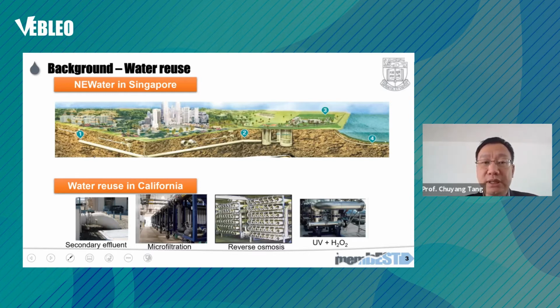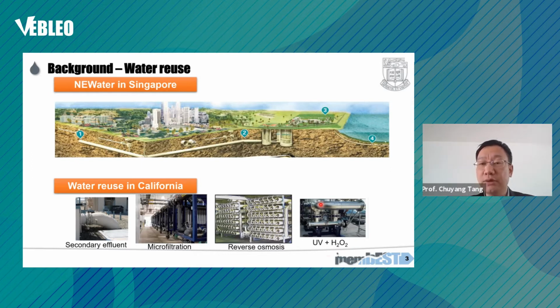So for example, in Singapore, the place I stayed for nearly 20 years, what they are doing is they collect wastewater through these kinds of deep channels, and they centralize the wastewater, and then they treat wastewater with a process called reverse osmosis. And if you look at Southern California, the same thing is happening. People take wastewater, the treated wastewater goes through a series of processes, including microfiltration, reverse osmosis, and advanced oxidation.